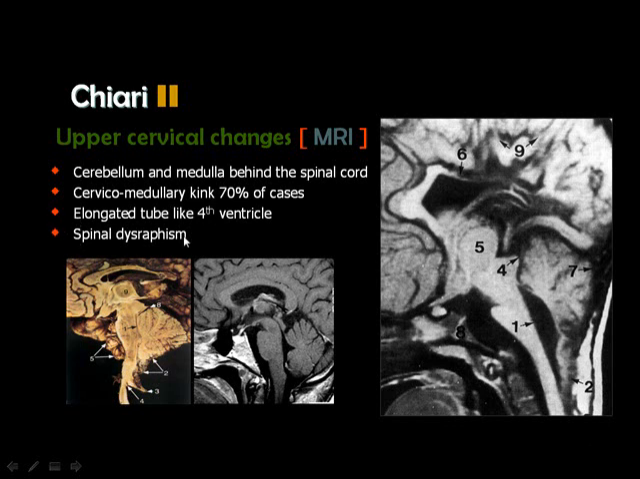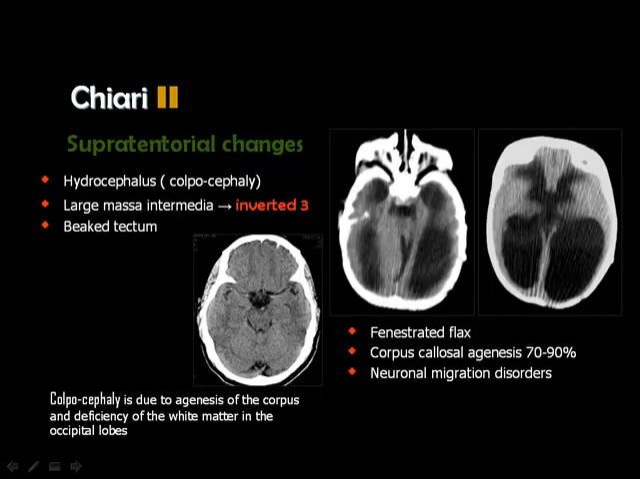Spinal dysraphism in the form of lumbar meningocele is present in almost all cases of the Chiari malformation. The supratentorial structures include the well-known hydrocephalus with colpocephaly. You can see small frontal horns compared to the occipital horns. Number two, large basal ganglia, indenting the lateral ventricles, forming what's known as the inverted tree. You can see this configuration because of the indentation of the caudate and the thalamus on the ventricular system, giving the configuration of an inverted tree.